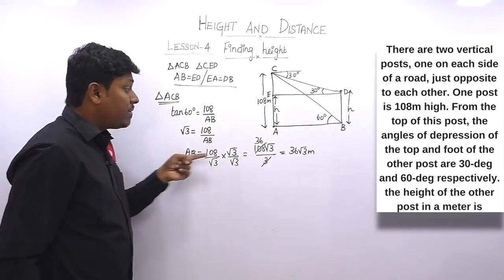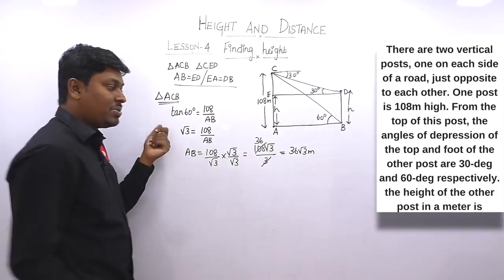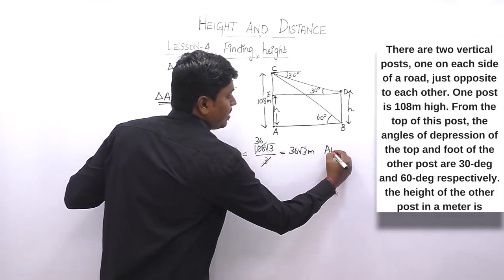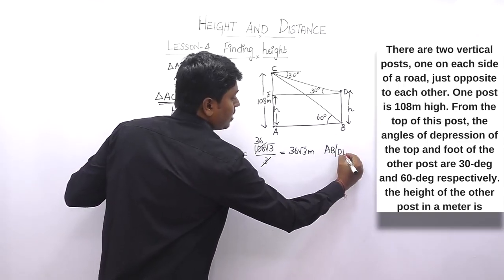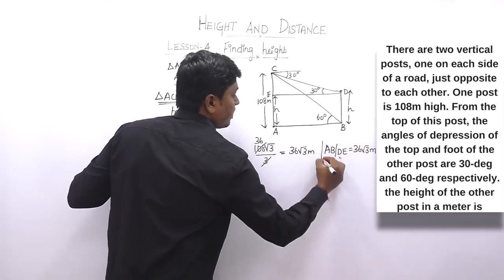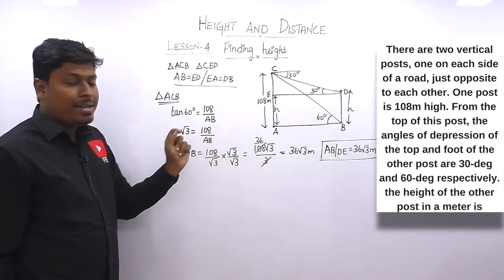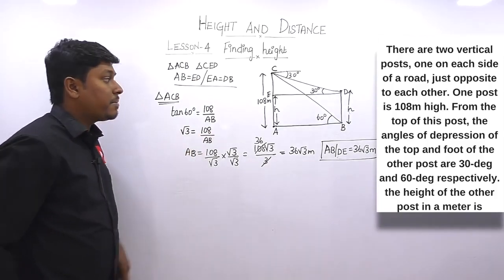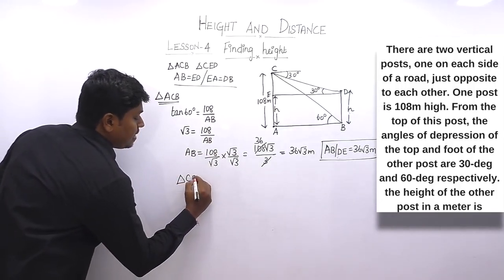If AB is equal to 36 root 3 meter, then ED will also be equal to 36 root 3 meter. So finally we can say that AB or otherwise DE, both are 36 root 3 meter. So by using the right angle triangle number 1, we found that AB distance will be 36 root 3 meter. Then we can take the second right angle triangle, which is CED.